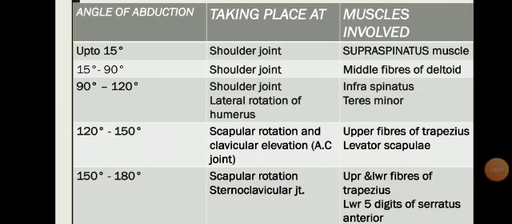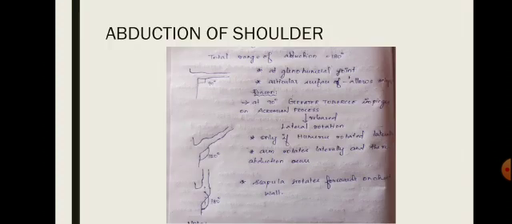Here also occurs the scapular rotation, and the joint involved is the sternoclavicular joint. The muscles involved are the upper and lower fibers of the trapezius and the lower 5 digitations of the serratus anterior. One more thing, here the humerus and the scapula move in the ratio of 2:1. For example, for elevation of 15 degrees, the humerus moves 10 degrees and the scapula moves 5 degrees. You can understand what I am trying to say. The humerus and scapula move in a 2:1 ratio.